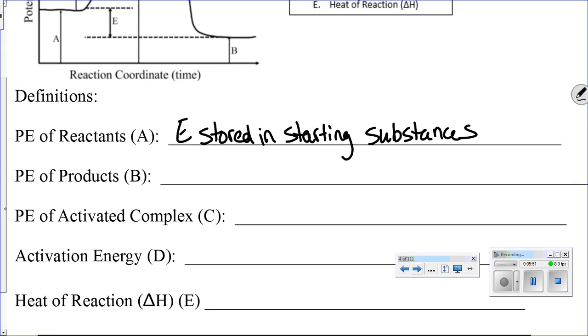The potential energy of your products is the energy stored in the bonds of your final substances.